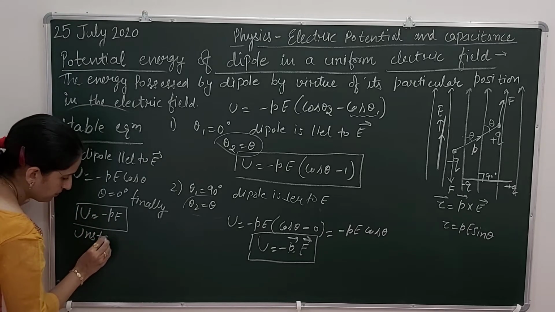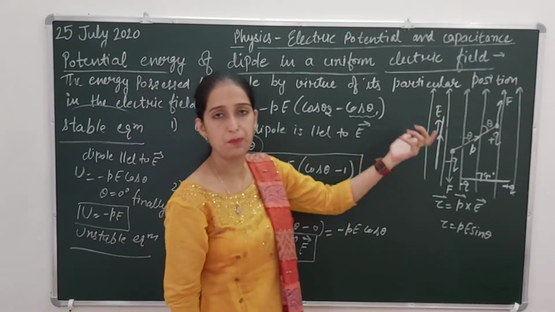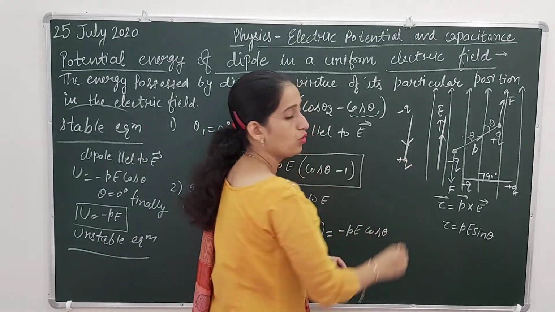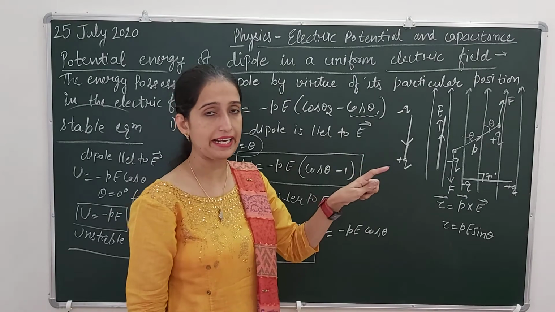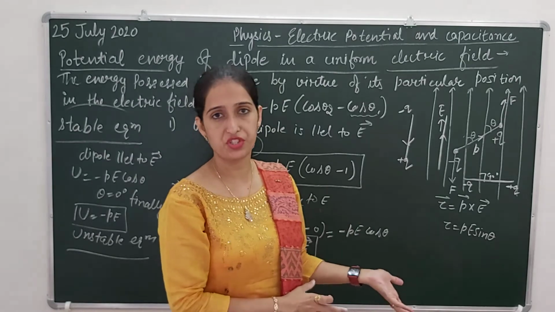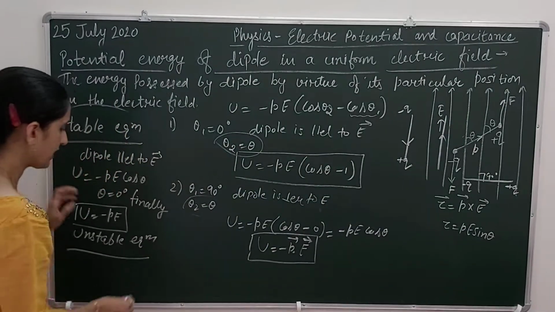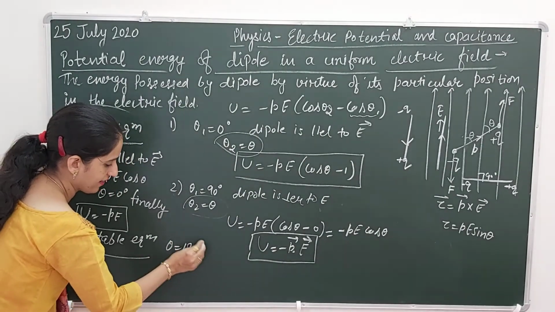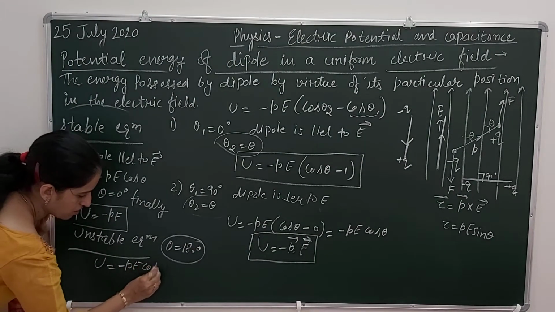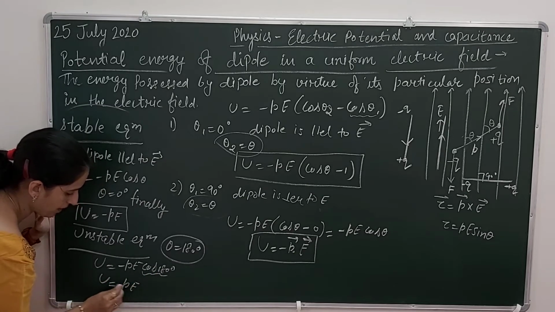Unstable equilibrium. The most unstable equilibrium for a dipole will be when the dipole is present like this. Here is minus q and here is plus q, meaning it is making a 180-degree angle with the electric field. This will be the most unstable equilibrium position, when the dipole is anti-parallel with the electric field. So theta will be equal to 180 degrees. When we put theta equal to 180 degrees, minus PE cos 180 degrees, and cos 180 is minus 1, so U is equal to plus PE.